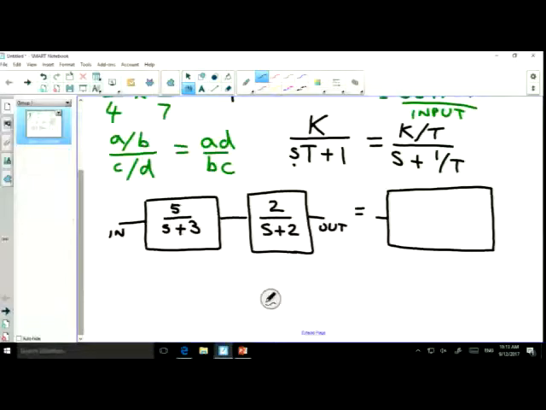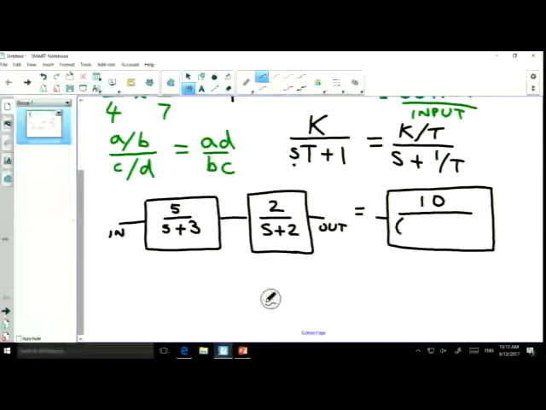No, it's useless. You multiply the numerators and you multiply the denominators. Sure. Right, okay, so 5 times 2 is? 10. That's your numerator, okay?